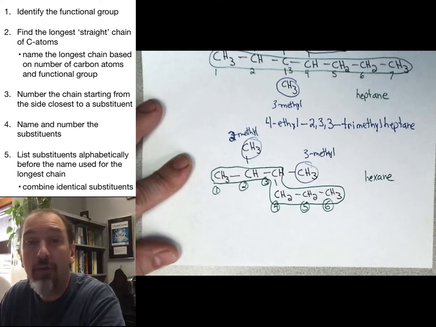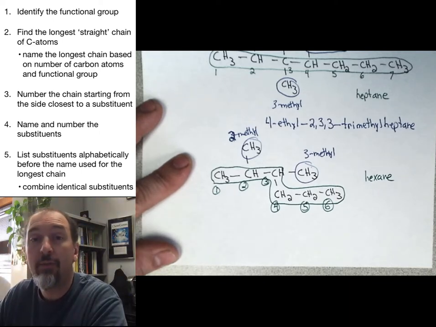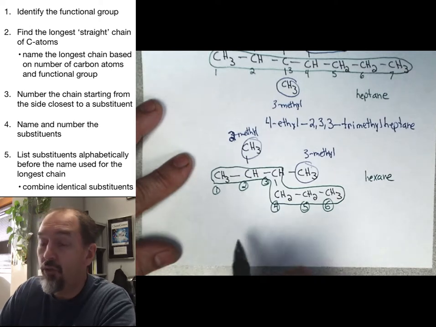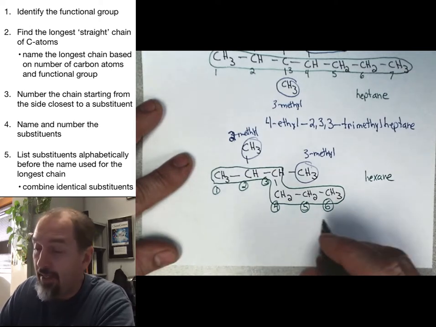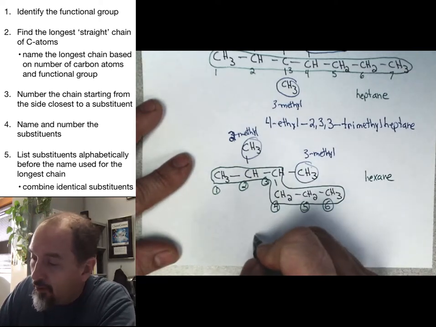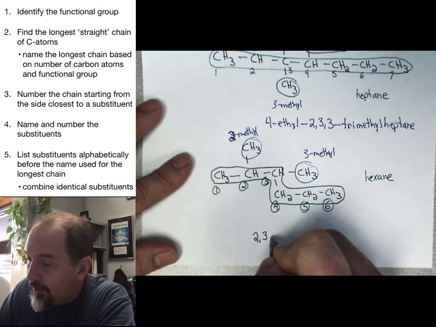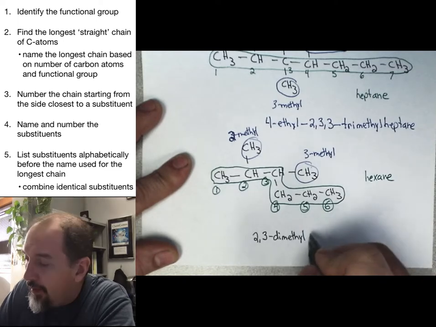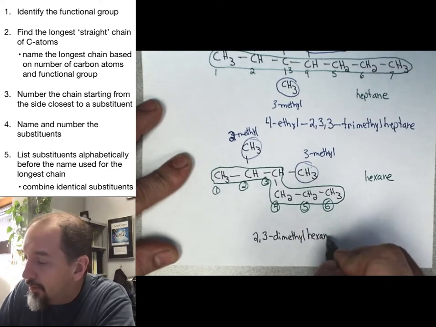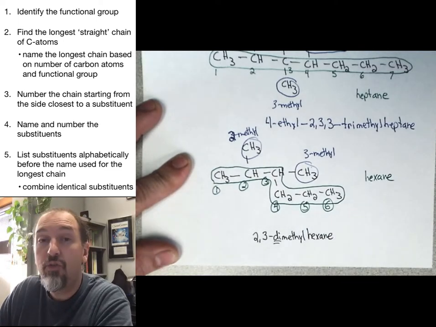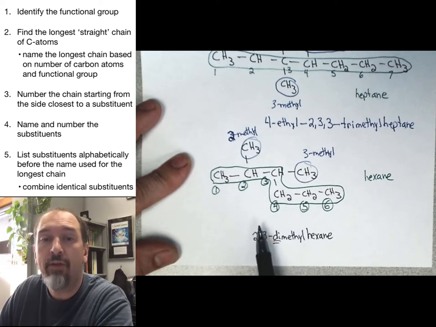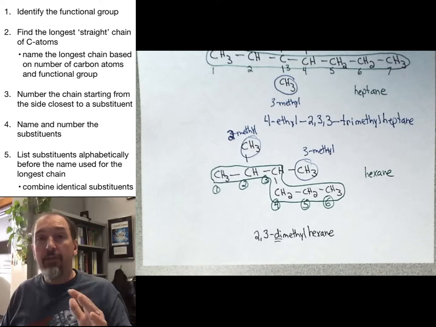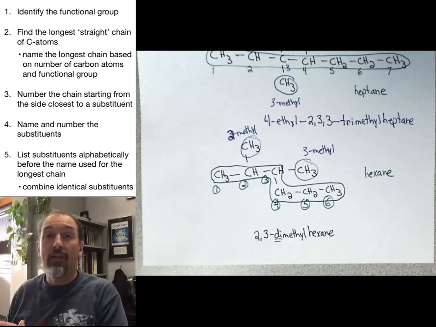So make sure you're always circling and labeling everything, finding that longest chain. Now again, we put them together into a single name. It's going to be 2,3-dimethylhexane. Okay, so di meaning 2 methyls, and I need numbers for both of them, so I have the 2 and the 3.